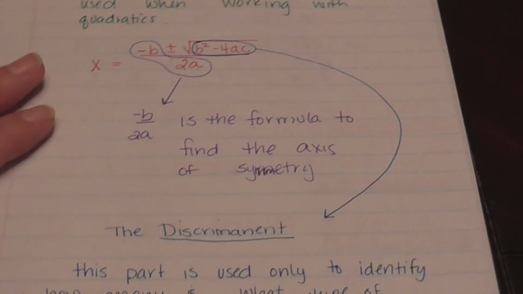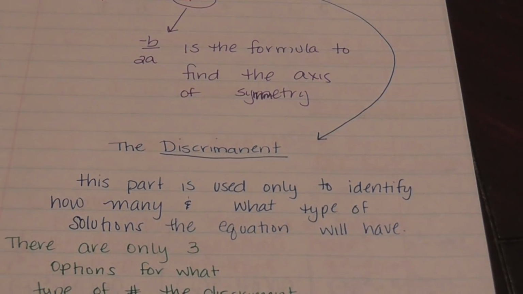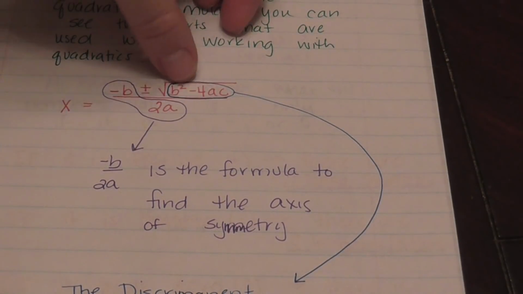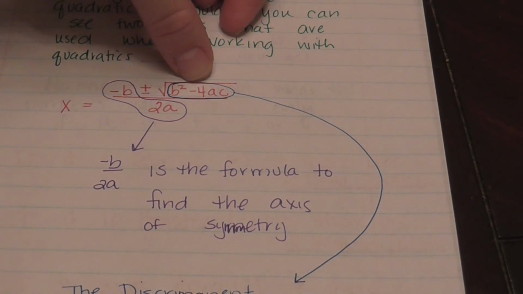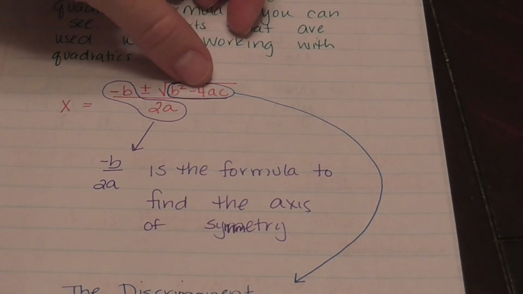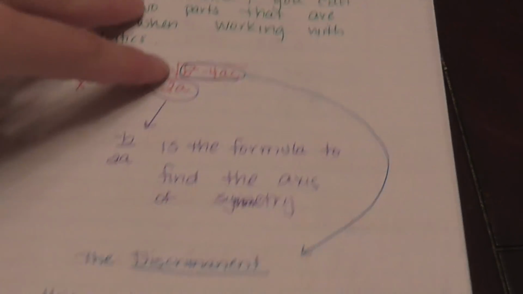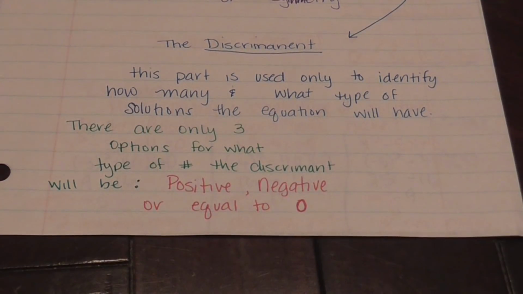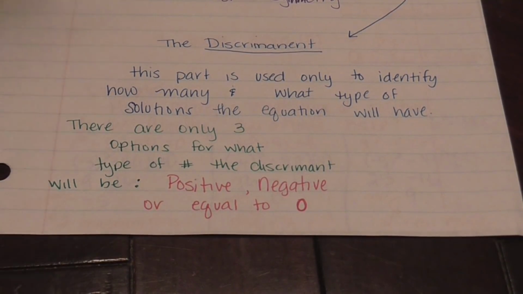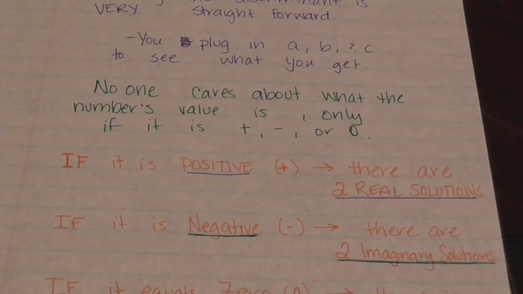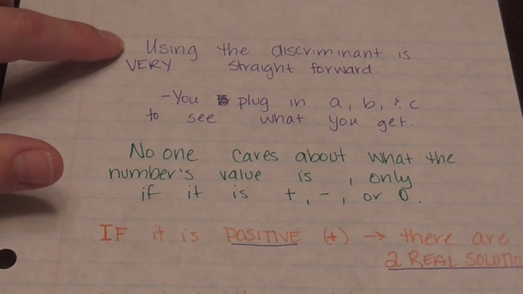and I'd end up with a complex answer. So we can use the discriminant to determine how many and what type of solutions there are. If this ends up being positive, I have 2 real solutions. If this ends up being negative, I have 2 imaginary solutions. And if this ends up equaling 0, I'll have exactly 1 real solution. Because there are only 3 options for what type of number the discriminant is going to be. It's either going to be positive, negative, or equal 0. Those are the only possibilities.